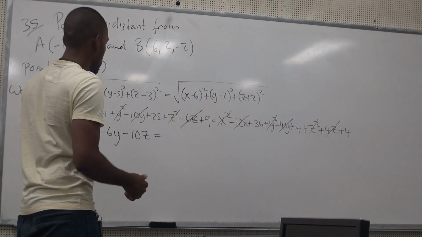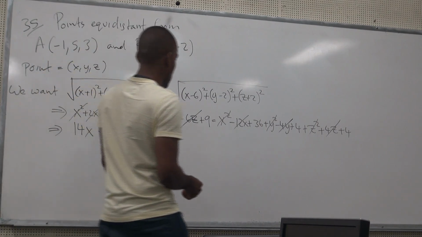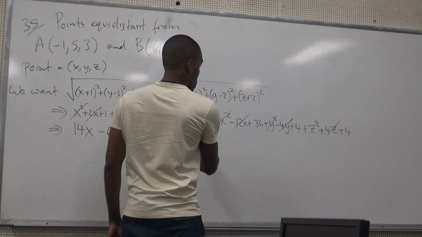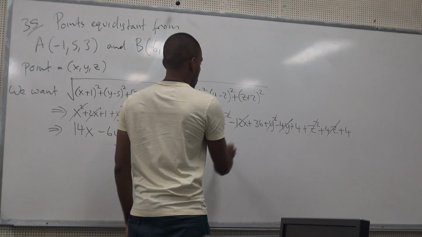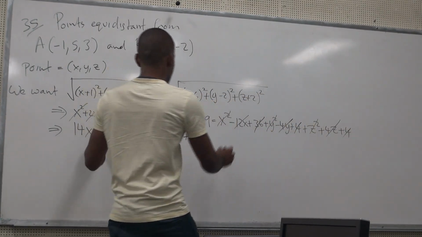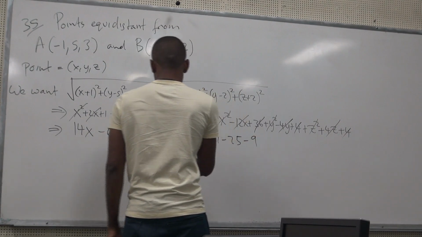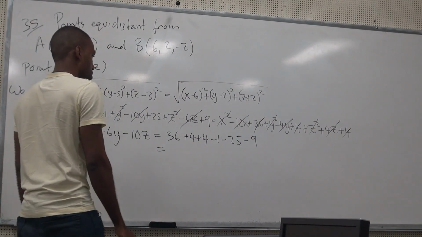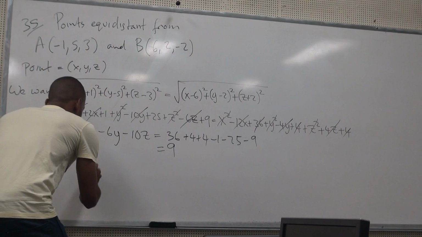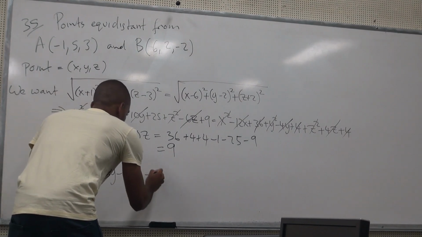And what are the numbers that we have? So let's see. On this side I have 36 plus 4 plus 4. Bring this over, so it's minus 1, minus 25, minus 9. What does that give me? 9. It's 9? Okay, so this is it. 14x minus 6y minus 10z equals 9.